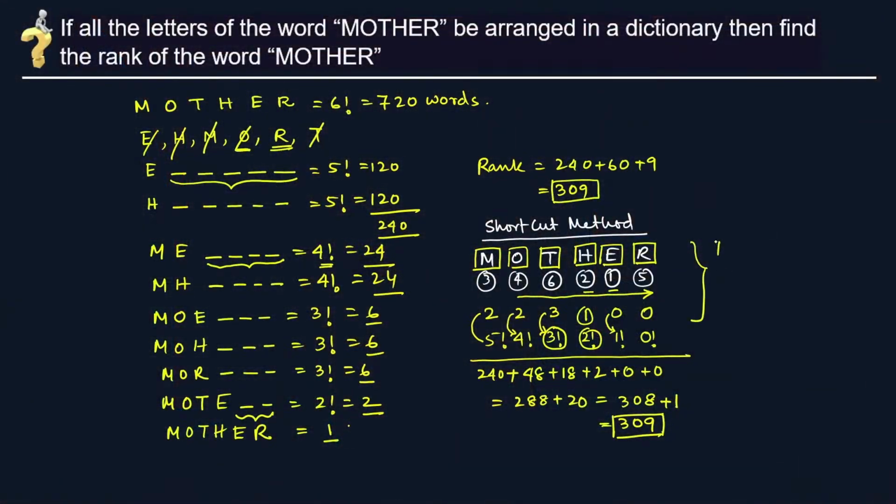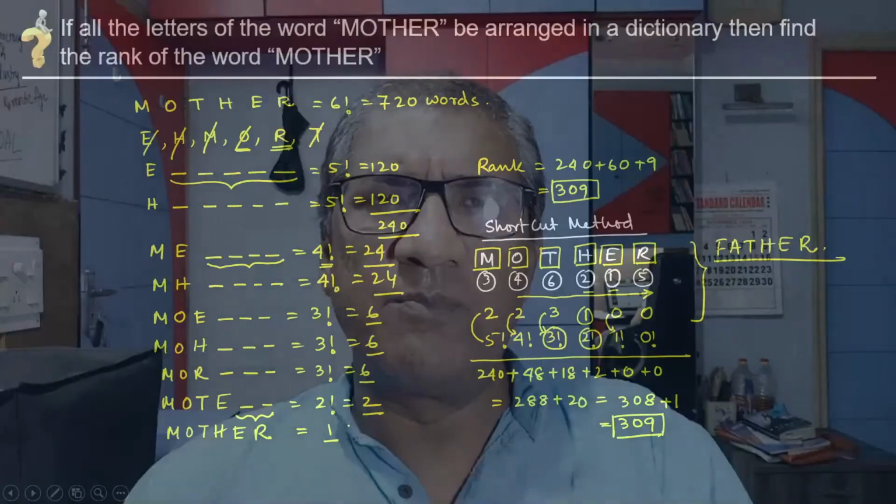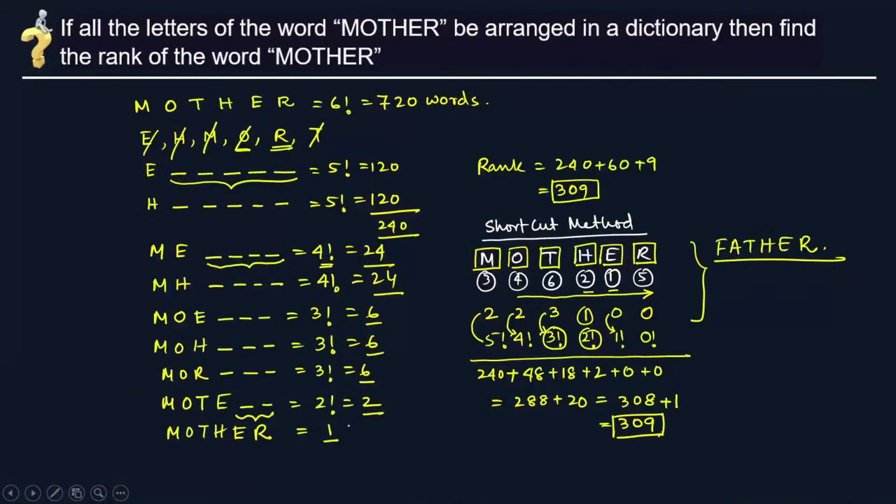So I have taken mother. Now you can take any word and you can easily find out its rank by using the shortcut method. Okay. So now you please comment what will be the rank of father. That is when you arrange all the alphabets of the word father in a dictionary. So naturally a place will come where father will come. You have to find out what is the rank of that word father. And definitely comment, I will check it. Okay, so let's move to the next problem.